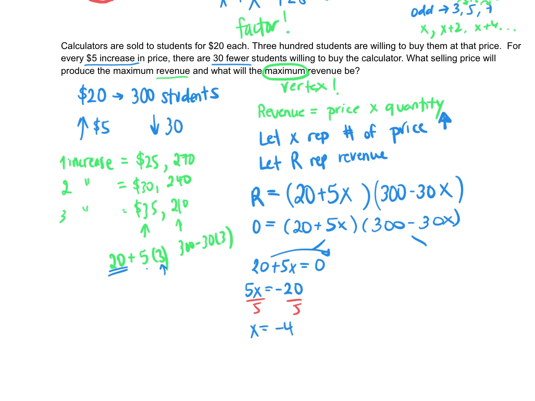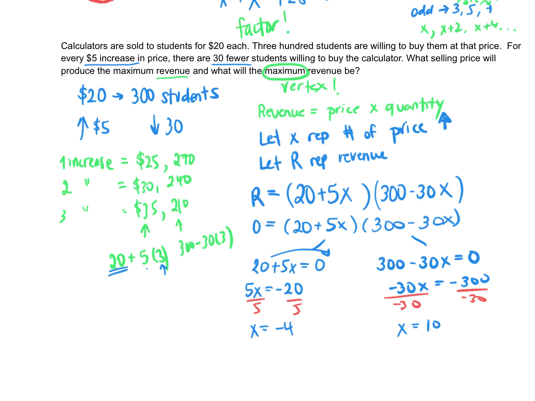So this isn't anything about the maximum revenue. This just means if I drop my price 4 times, so dropped because it's negative, then I'm going to get a revenue of 0. So that's definitely not ideal. I'm going to do it for the other bracket. Bring the 300 over, turns negative, which is okay because I'm going to be dividing out a negative here. And I get x equals 10. So if I increase the price 10 times or drop the price 4 times, my revenue will be 0. Either because the price will be $0 or because I get 0 students buying these calculators. And 0 times anything is 0.